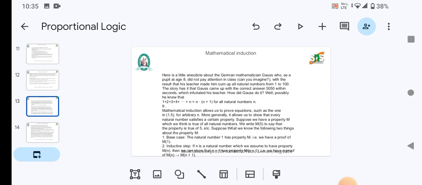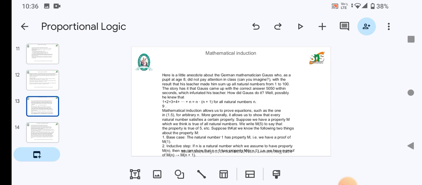The teacher was infuriated. And how did Gauss do it? Possibly he knew the formula 1 plus 2 plus 3 plus, and so on, up to n, is equivalent to n into n plus 1 (over 2), for all natural numbers n.